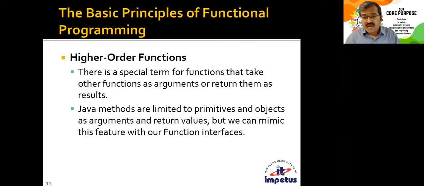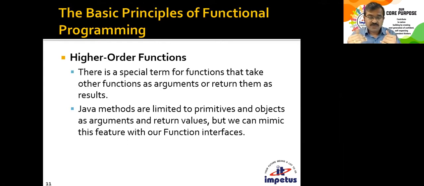We have something called a higher order function. Python has support for it, JavaScript has support for it, Clojure and Scala have support for it. Java also now has support for higher order functions. This is a special term for a function that takes another function as an argument or returns one as a result. That means a higher order function is a function.